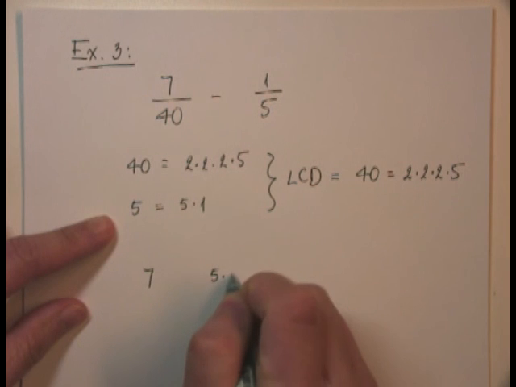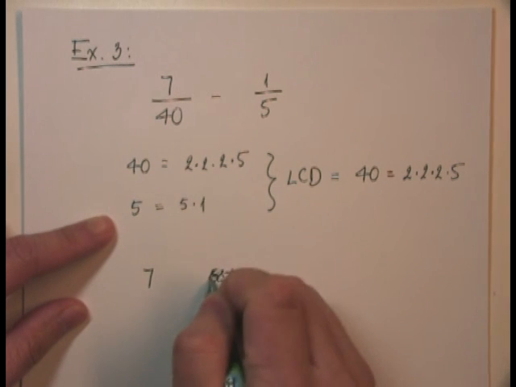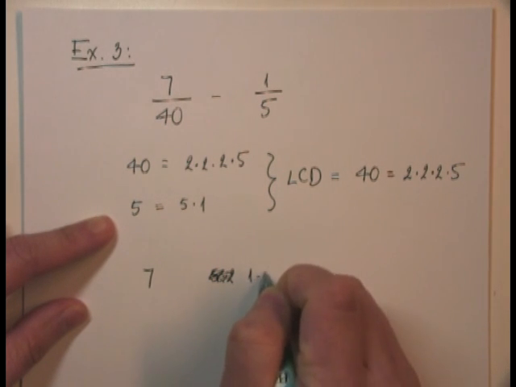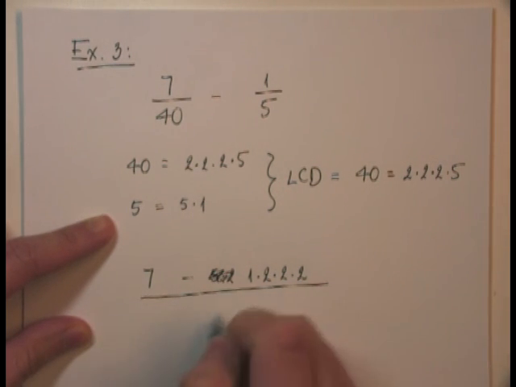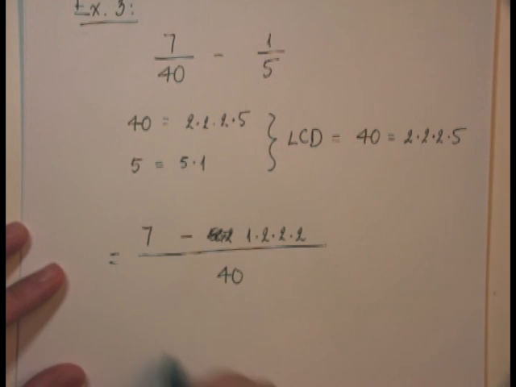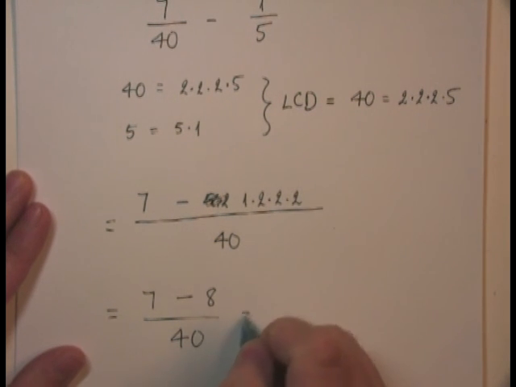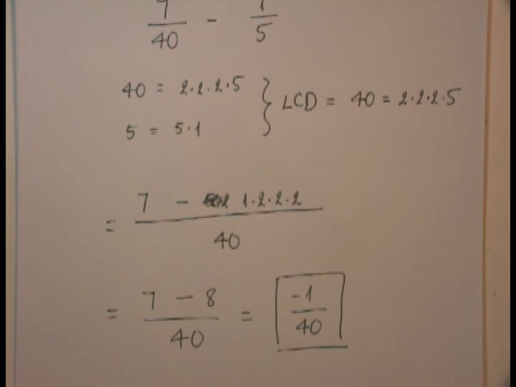I need to multiply all these 3 2s to the numerator of 5. So I have 1 times 2 times 2 times 2. And here I have minus, and all over 40, which is the LCD. And once again, in my next step, 7 minus 1 times 2 times 2 times 2 is 8, over 40. And so the final answer to the problem would be 7 minus 8 equals negative 1 over 40. And that's how you finish subtracting those two fractions right there.